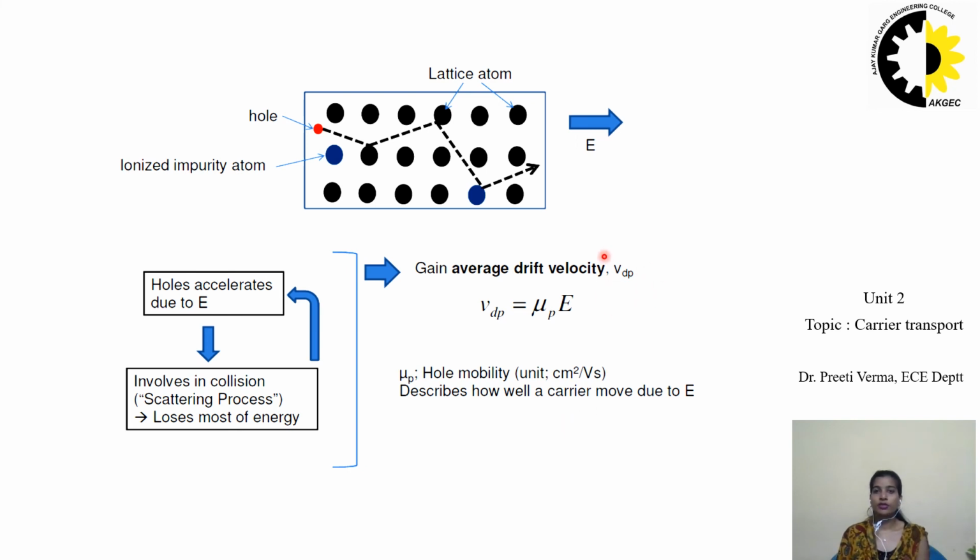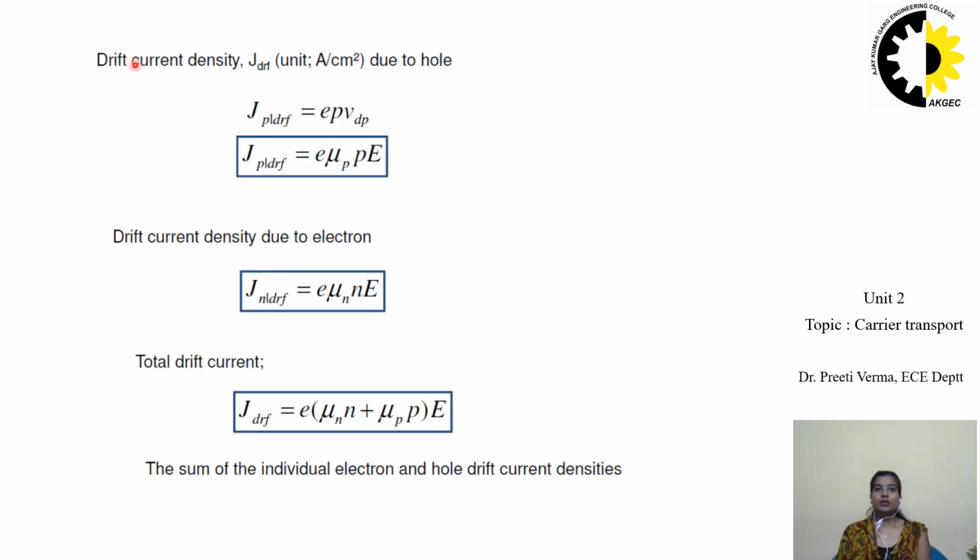Representing that average drift velocity as vdp, vdp is mu p into E. Here mu p is the hole mobility, which describes how well a carrier moves due to the electric field. So the drift current density, in amperes per centimeter squared, we can write as e p vdp, and replacing the vdp value with mu p into E, it becomes e mu p p E. So the drift current density due to electrons comes out to be e mu n n E.